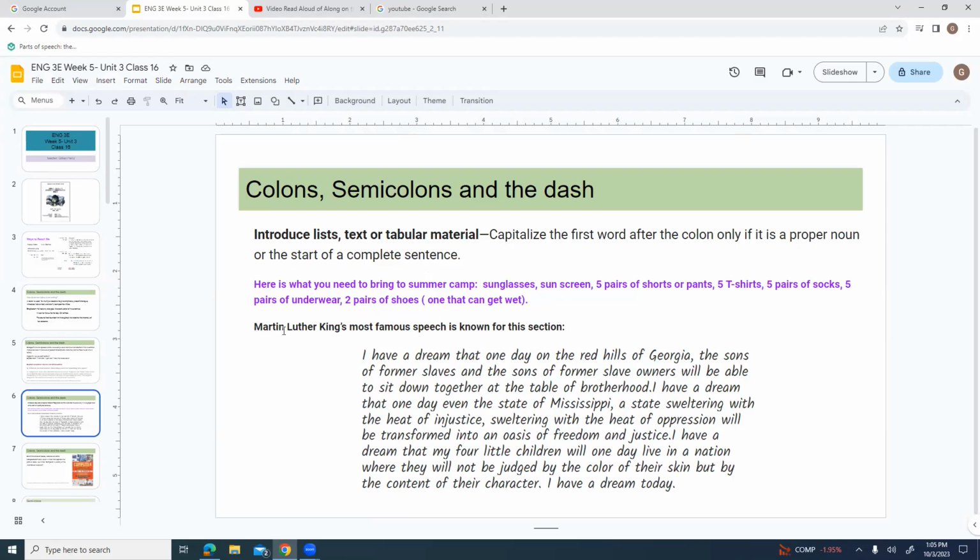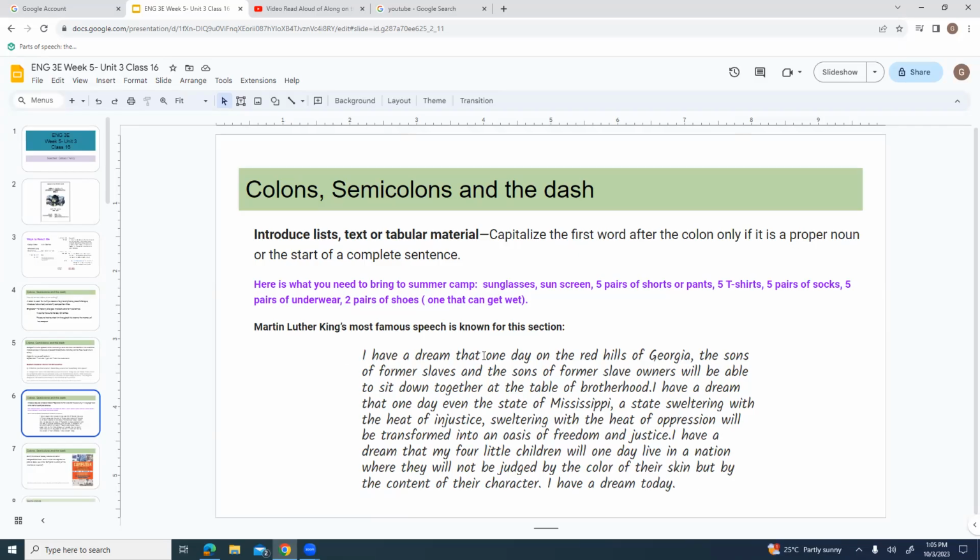When they're talking about text, sometimes we're setting off a bit of text because someone's speaking or it's an important quote, and we're trying to make it clear that it's not necessarily what we're writing. So here would be an example where Martin Luther King's most famous speech is known for this section. And there's a little colon showing that this is his text, right?